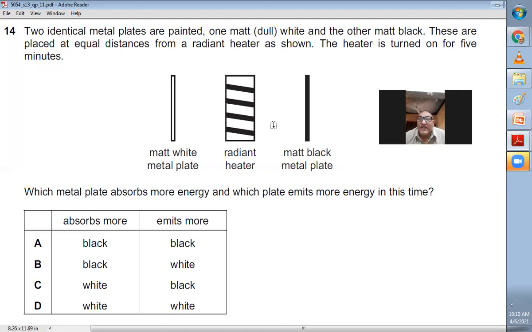When it's absorbing heat, it will be the best absorber, and when it's emitting radiation, it will be the best to emit the heat also. So for both works, black. So I think question number 14, A is the right choice. I'm checking with the marking scheme also.